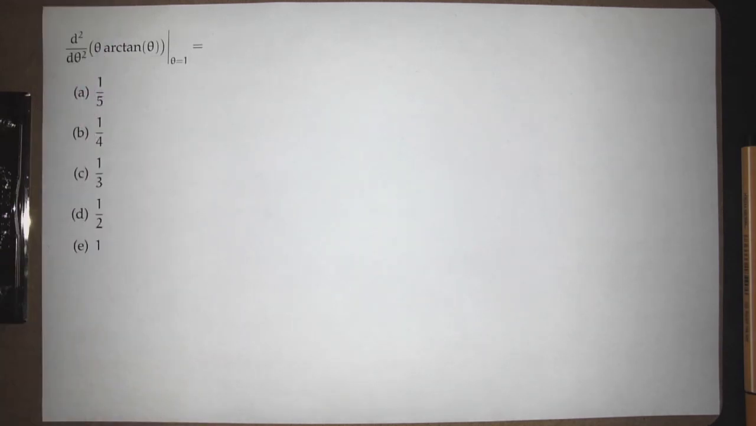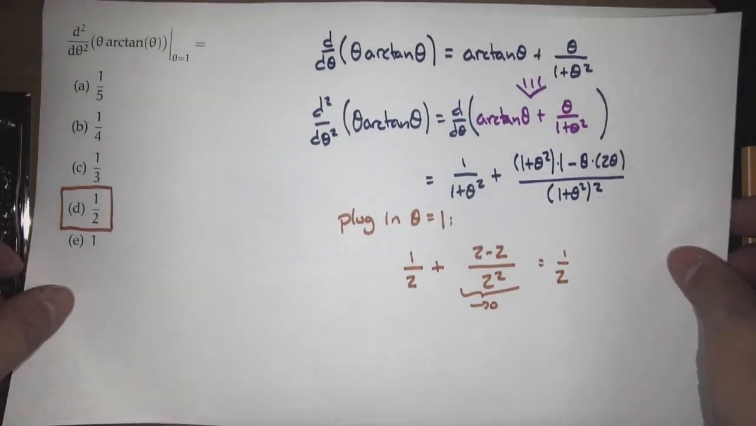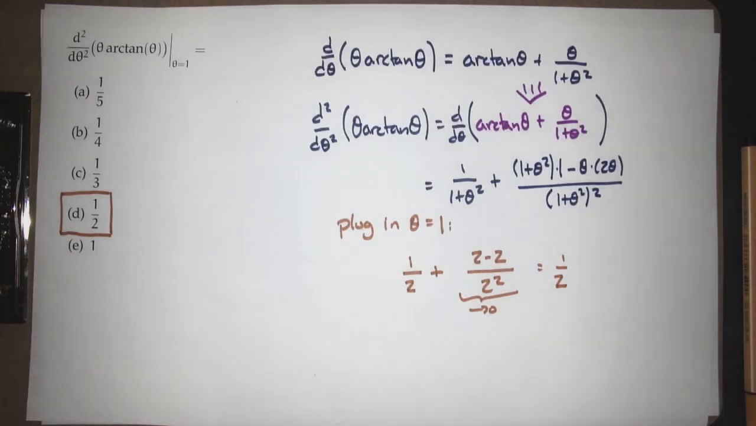This tells us to do what? Evaluate at theta equals 1. So first find the second derivative, then plug in 1. Don't plug in 1 and then take the second derivative, because you'll get 0. All right, so our options are 1/5, 1/4, 1/3, 1/2, and 1. And the result is a half.